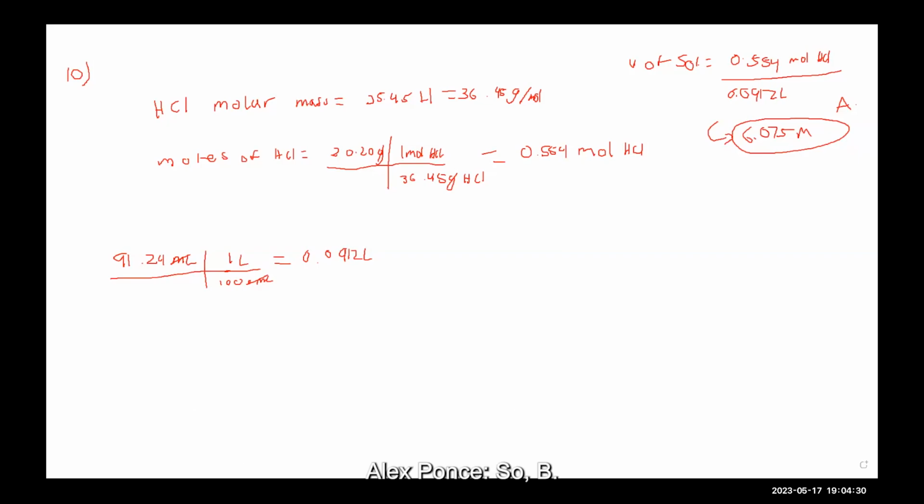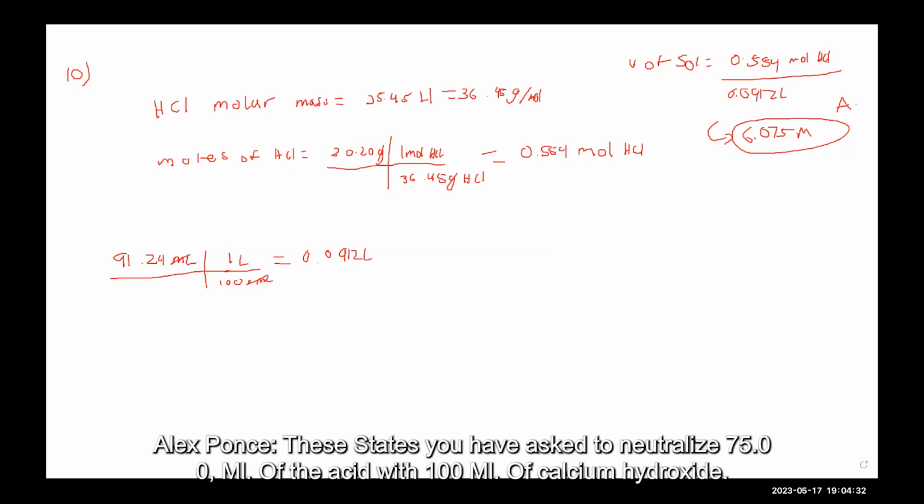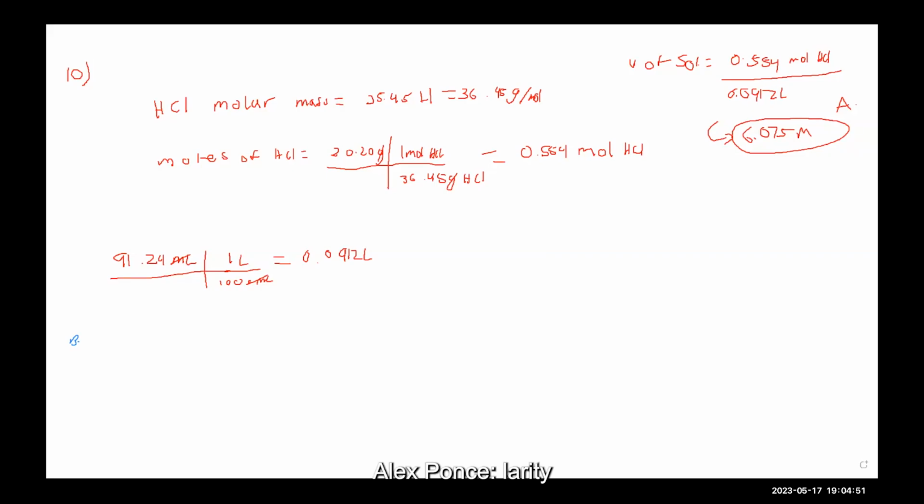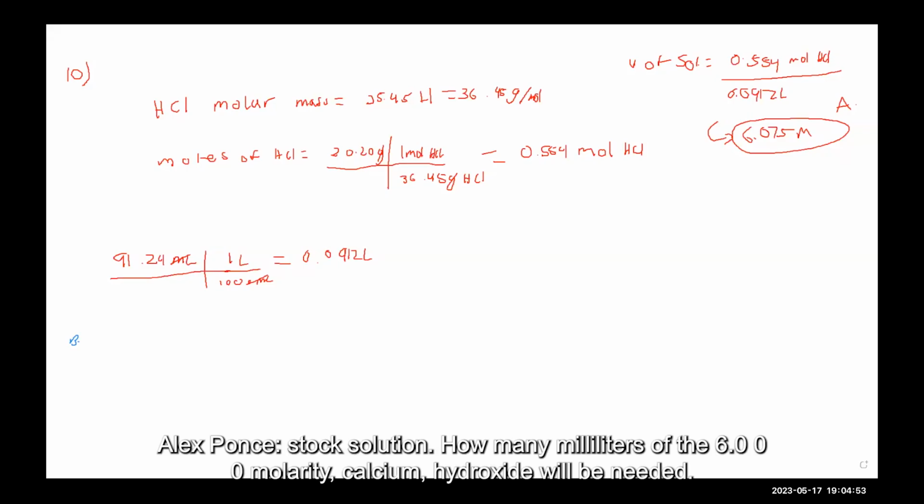So B states you have asked to neutralize 75.00 ml of the acid with 100.0 ml of calcium hydroxide. Unfortunately, the only calcium hydroxide is 6.000 molarity stock solution. How many milliliters of the 6.000 molarity calcium hydroxide will be needed?